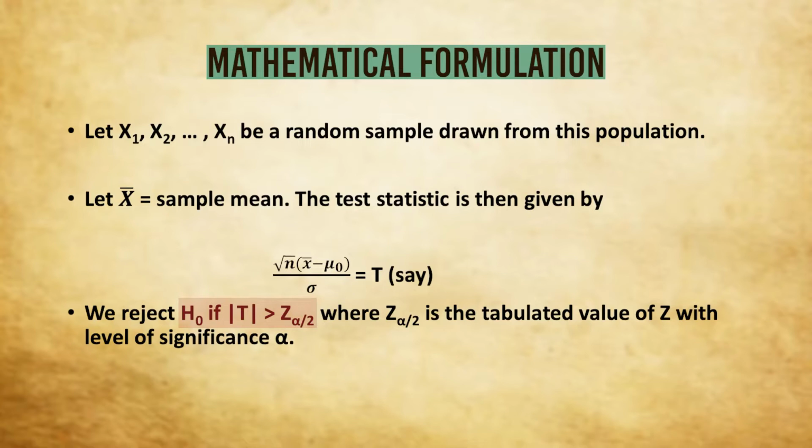Now, the value of this test statistic will tell us whether to accept or reject the null hypothesis. And this t under H0, that is assuming H0 to be true, will follow a standard normal distribution. Assuming H0 to be true means, in this situation of a Z test, that the mean is equal to mu naught, the specified value. And we reject H0 against H1 if the absolute value of t is greater than Z alpha by 2, where Z alpha by 2 is the tabulated value of a standard normal variate Z with level of significance alpha.